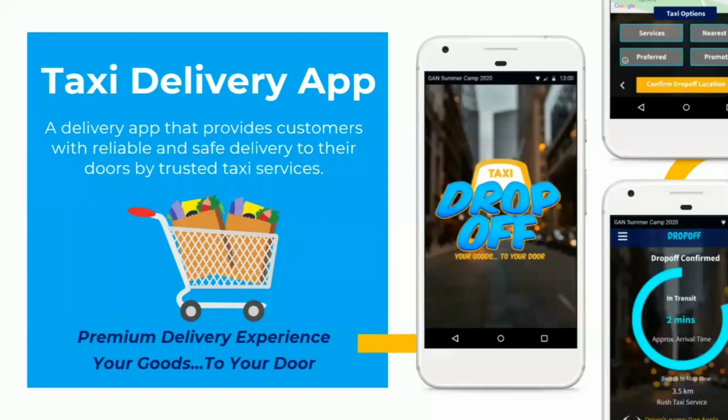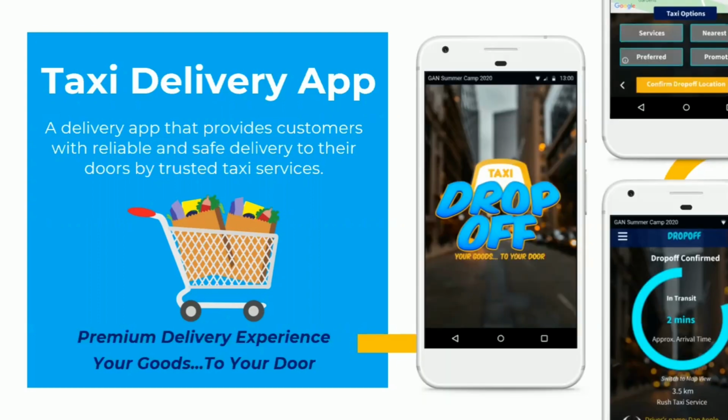This is a preview of what we will be working on throughout this course. To solve the problem of our user Lily May, we will create a taxi delivery app. A delivery app that provides customers with reliable and safe delivery to their doors by trusted taxi services. The reason for us doing this app is to solve the problem Lily has of not having established delivery services around her area. However, she has multiple taxi service options.